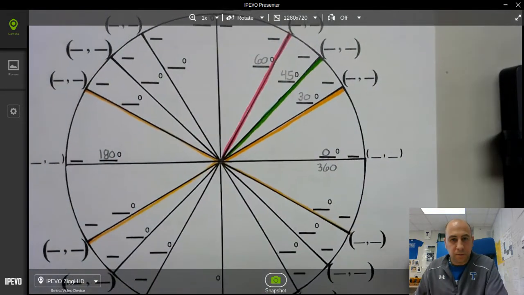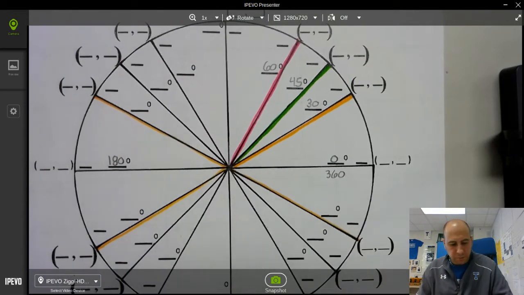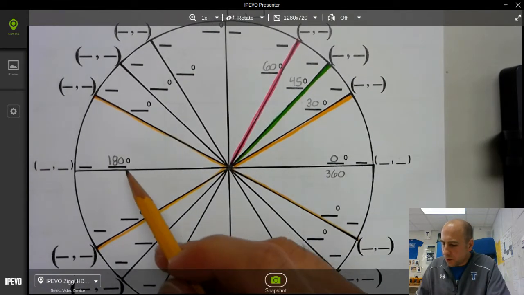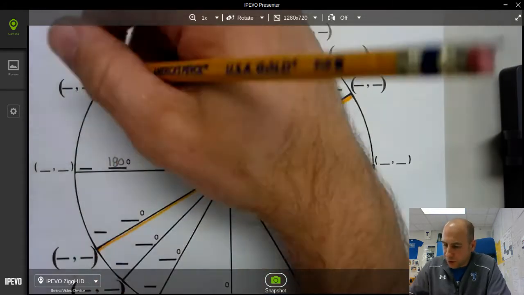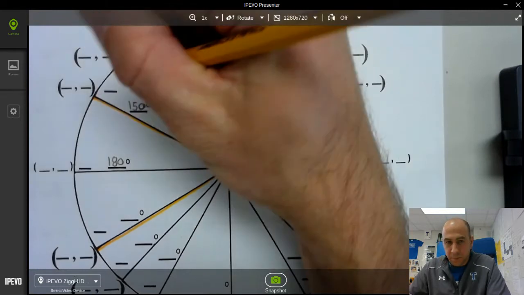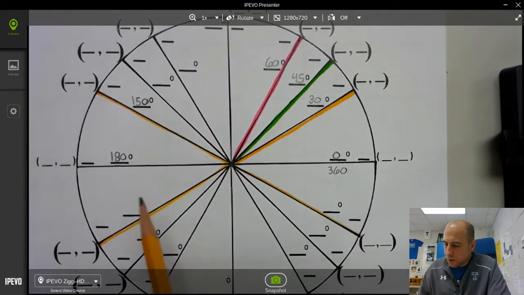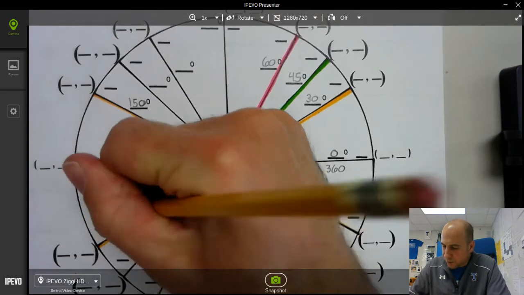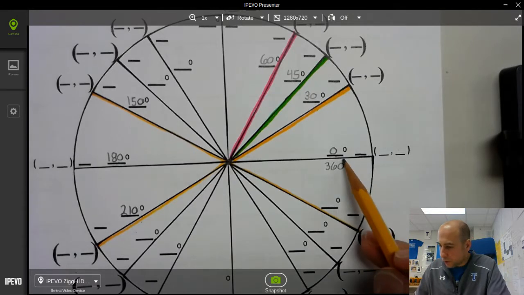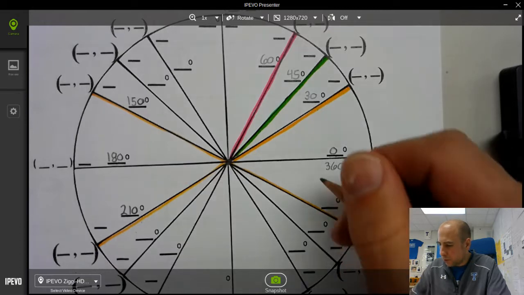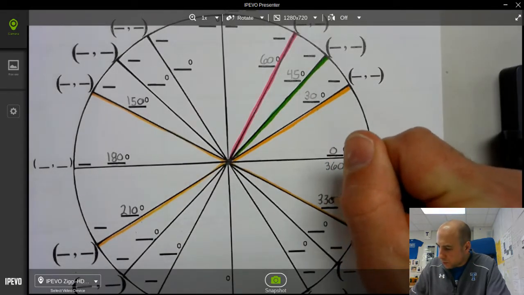So referencing, we know to get to here, we take 180 minus 30, because that's our reference angle, which is 150 degrees. Now, from here, our reference angle is 30, but we're going this way, so 180 plus 30 is 210 degrees. Now, here, we always reference the x-axis, so 360 minus 30, which is 330 degrees.